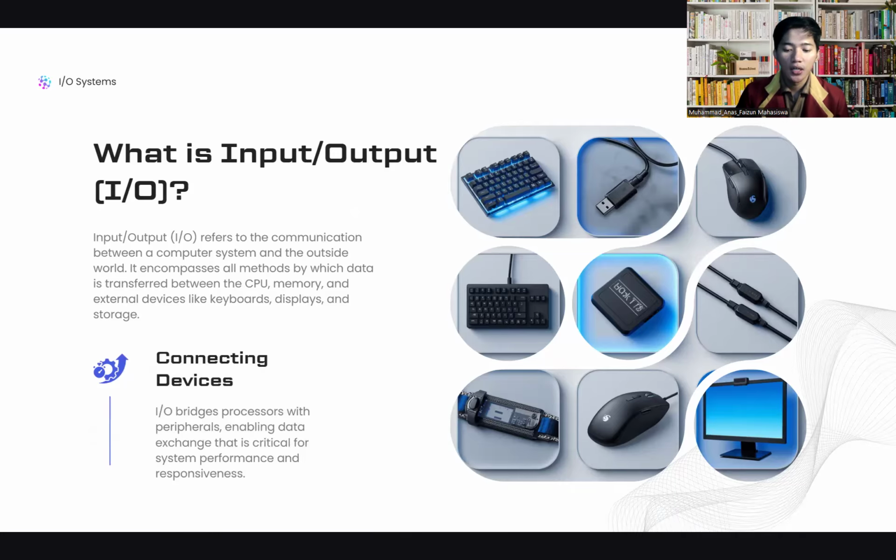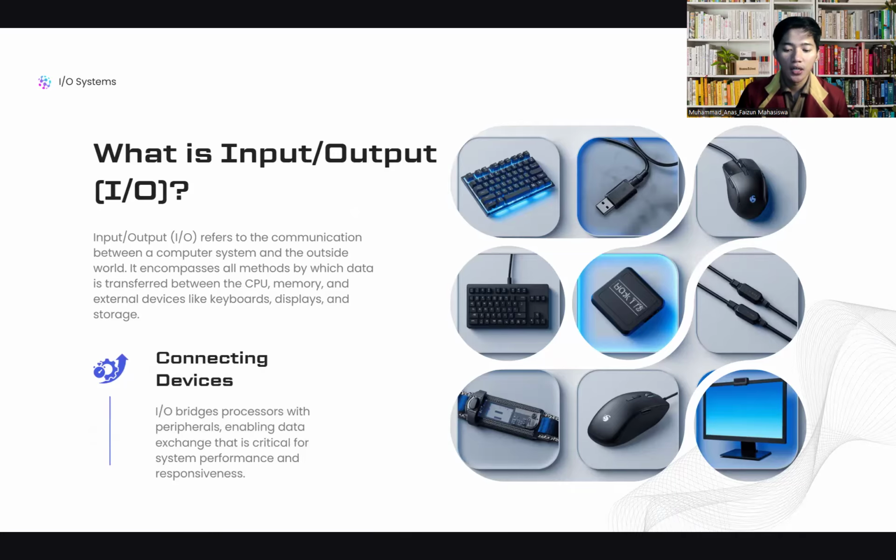Proper management of I/O is crucial for system performance because it ensures that data is transferred efficiently without overloading the CPU. With this foundation, we can now better understand how interrupts play a role in the I/O process. Let's move on to discuss what an interrupt is.